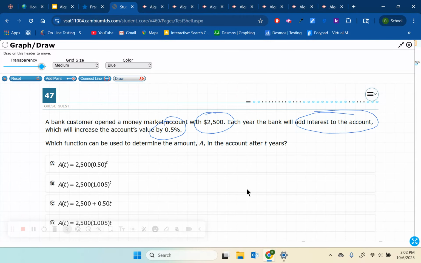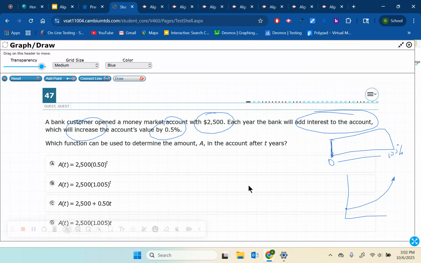Interest at 0.5%. So if we're looking at this whole thing as 0 to 100%, 0.5% is very, very little. It's way over here. So I'm going to add very little to that percent. The thing is that we're adding, right? The account is going to increase. So this graph is going to start somewhere here and slowly increase over time, but it's going to take a while to get going.